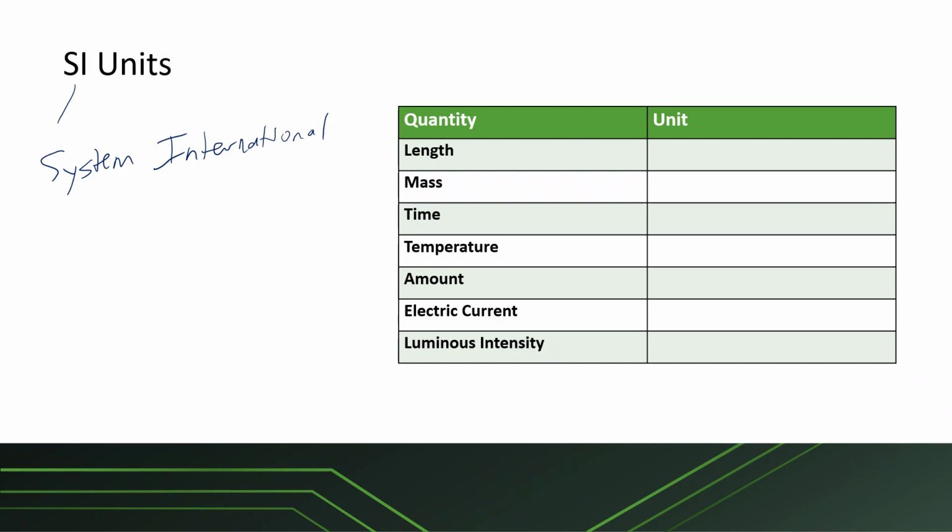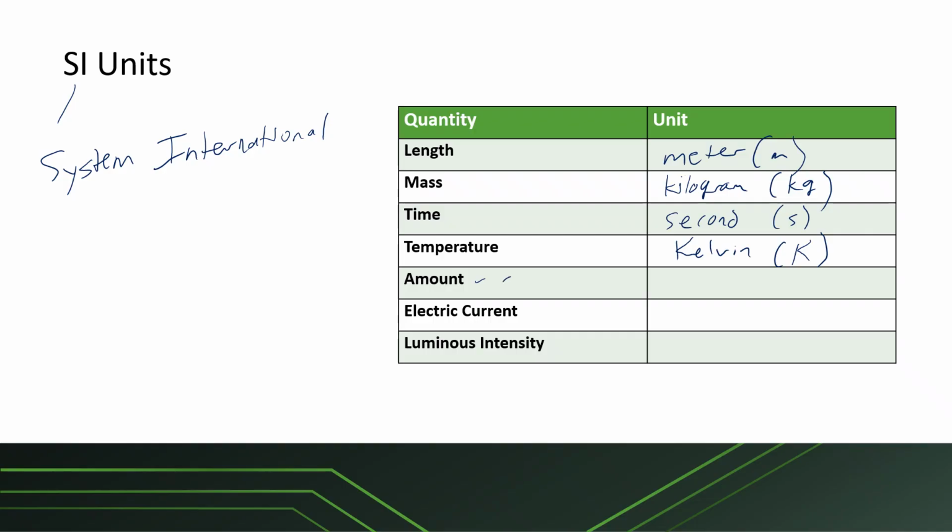The SI unit for length is the meter, and the abbreviation is m for meter. The SI unit for mass is actually the kilogram, kg. The SI unit for time is seconds, use s for seconds. The SI unit for temperature is Kelvin, although Celsius is also used really, really often, and we'll look at the difference between the two in just a few slides.